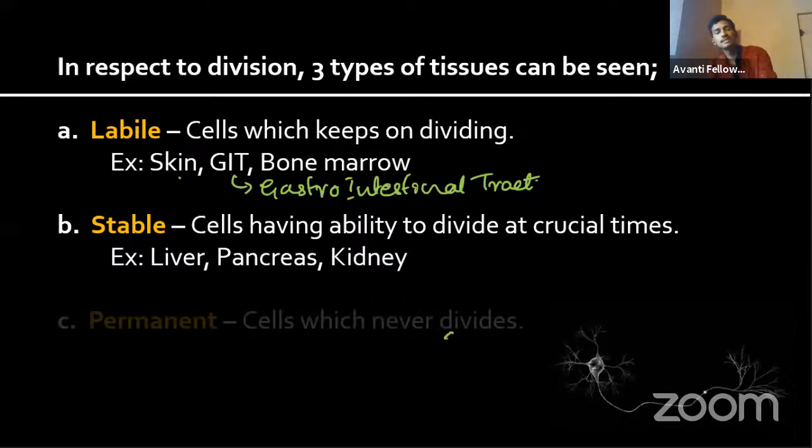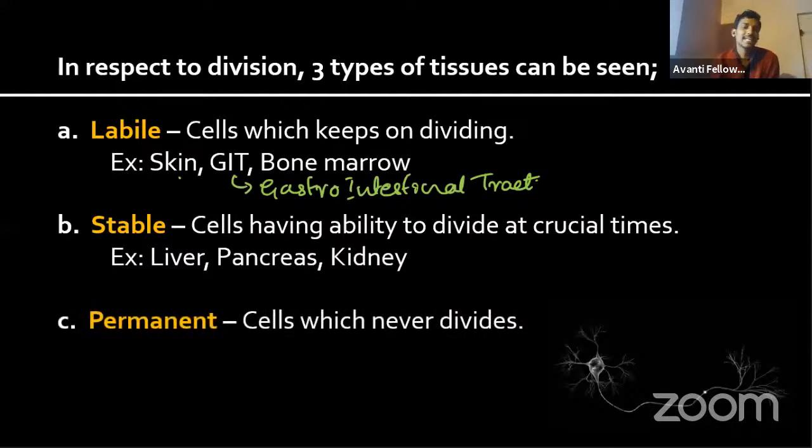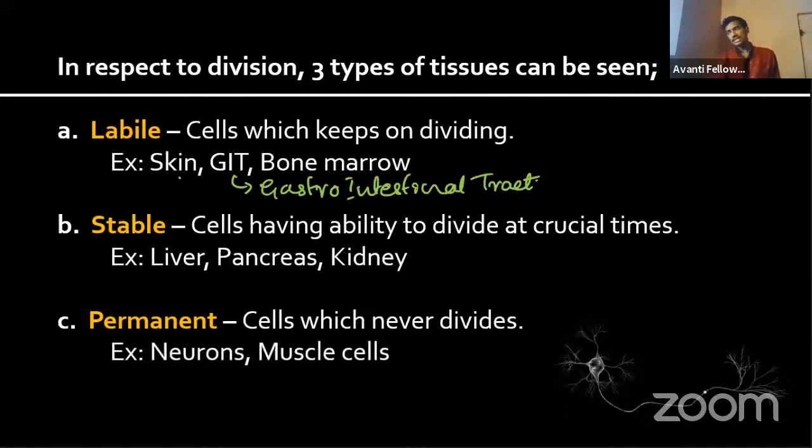So the third one is, sorry, permanent. Permanent cells are the cells which never divide. These cells are restricted to a particular shape. What is the example? Neurons and muscle cells. The major reason behind the cells being stagnant in that particular shape without going for division is the shape.